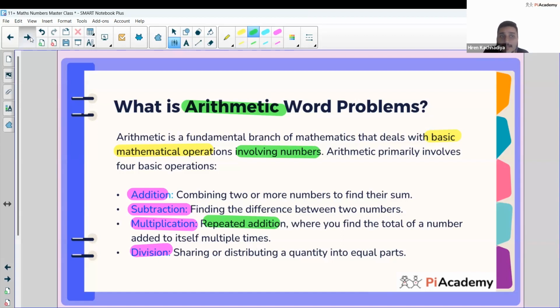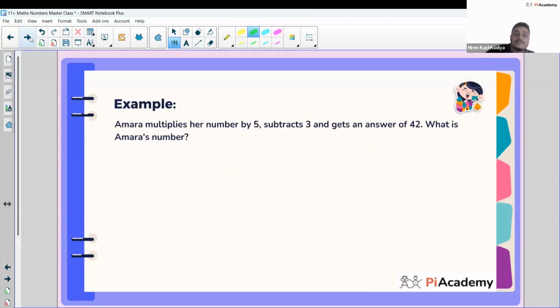Let's have the first example. Amra multiplies her number by 5, subtracts 3, and gets an answer of 42. What is Amra's number? Here you can see she has one number in her mind. Since this is the example, I will solve it, and you will get questions to solve while we are in the practice round.